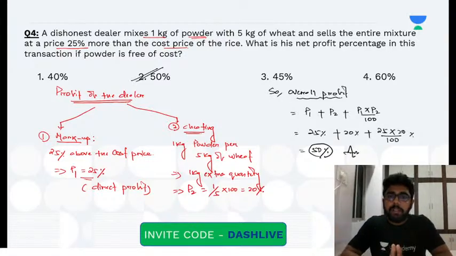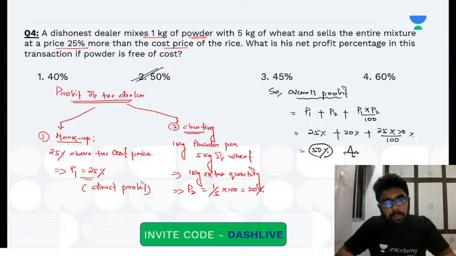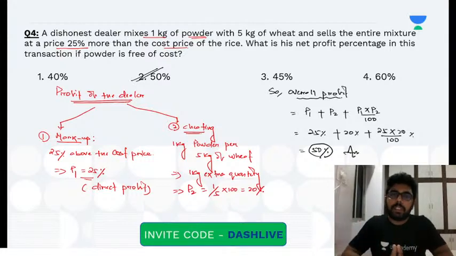He's not giving you 5 kg of wheat. He's mixing. It's not pure wheat now. 1 kg of powder is mixed with 5 kg of wheat. So as the result, he increases his quantity by 1 kg by not incurring any additional cost, because powder is free of cost. So उसका quantity direct 1 kg increase हो जाता है. So that increase in quantity is kind of a profit also, because he can sell 1 kg extra.